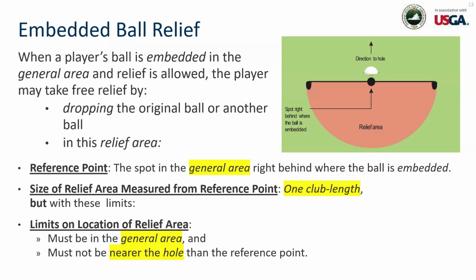That's our reference point. And from there, we get one club length left, right, and behind, assuming it's all in the general area and it's no nearer than the hole. So again, we're talking about free relief. So it's a similar procedure, but for embedded ball, the main difference is that the reference point is that spot in the general area right behind where that ball is embedded.